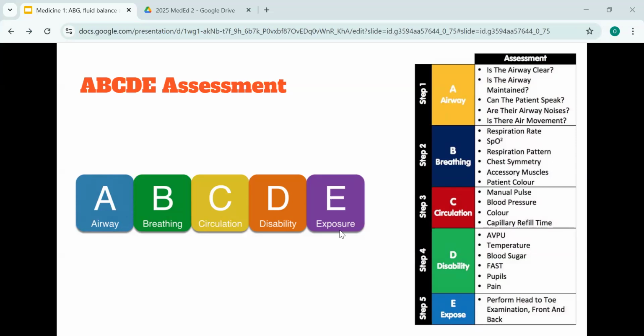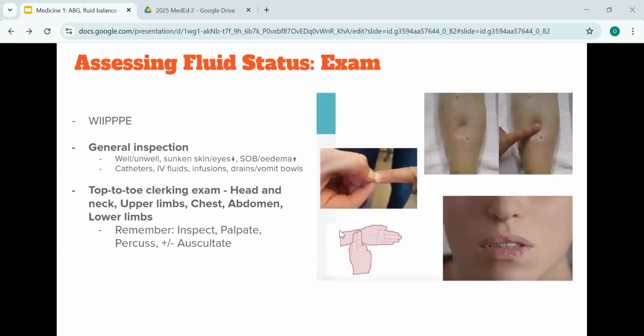If the patient was critically unwell, when you reach C and you assess fluid status, it's probably going to be as simple as checking the capillary refill time, their mucous membranes, or their skin turgor. However, you could just be asked to conduct a full fluid exam looking at all of the systems. So we'll talk through that briefly now.